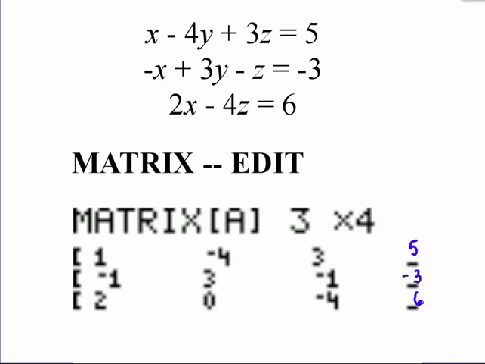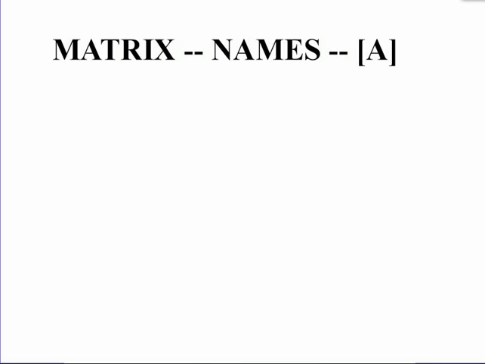Now we're going to look at the next one. First of all, I need you to quit, so get out of the screen. Now notice what this says. You go to matrix: 2nd, and then the mode button right next to it. Go to names and A, and hit enter. It's going to bring up something on your screen that looks just like this. Hit enter again.